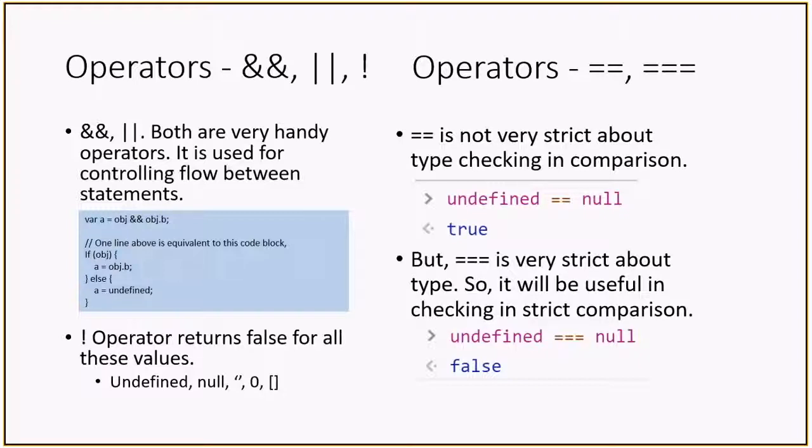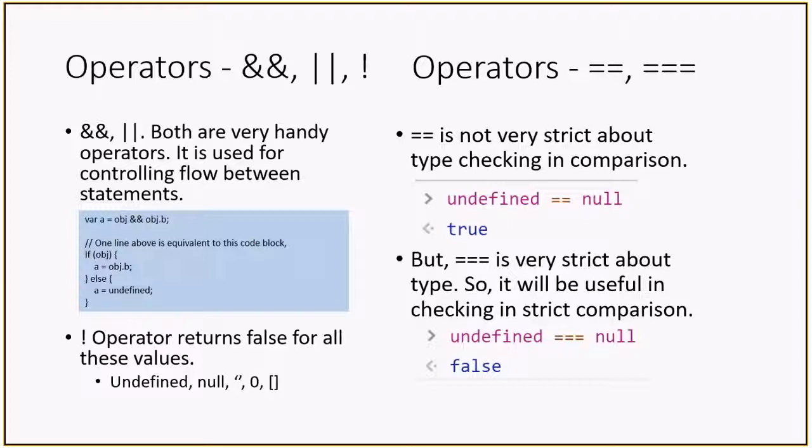Then you have two types of equal operators: two equals and three equals. There is a difference, but not many differences. Luckily, there is only one difference. Two is not strict. Three is very strict in comparison. This is an example, but it's not just this example.